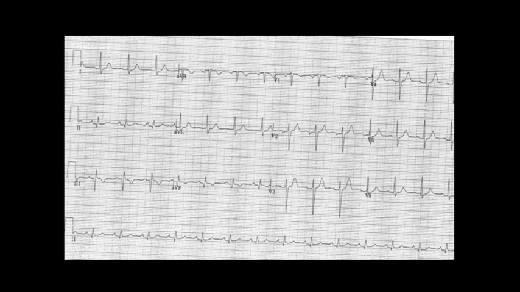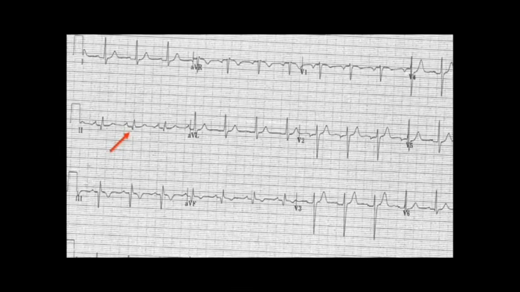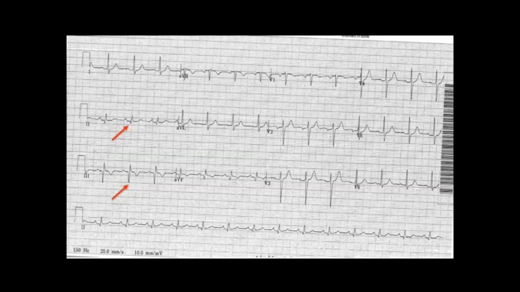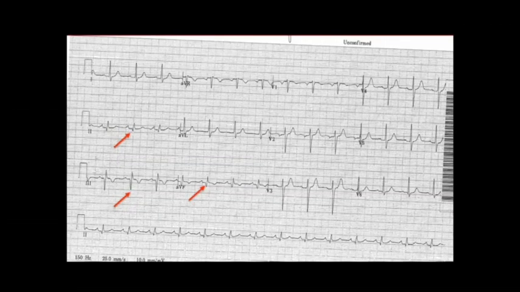In lead 2, we see a Q wave. The same in lead 3 and AVF. So, we have Q waves in leads 2, 3, and AVF. This is an example of an old inferior wall MI.